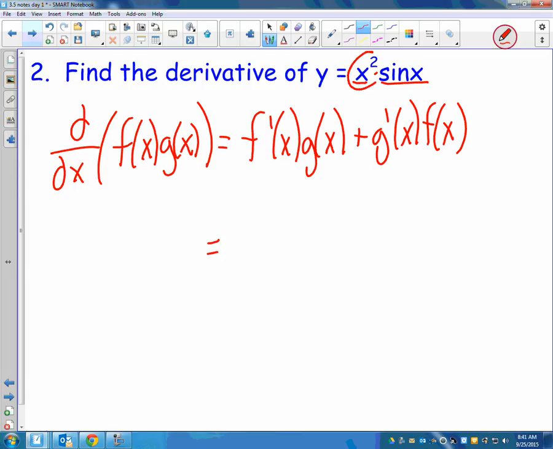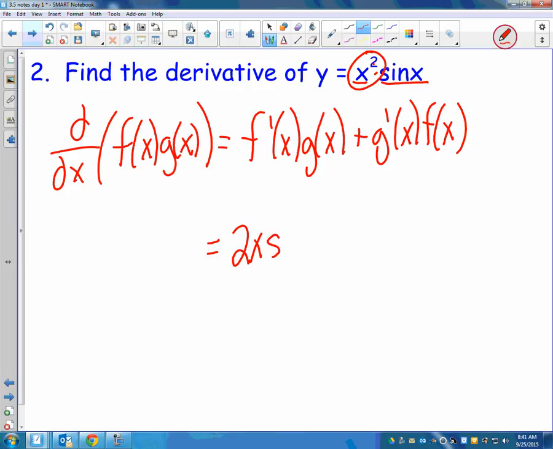The derivative of a power function, the shortcut rule, is that we can just take the exponent and bring it down. That's the easy part. That's the fun part. And then you subtract 1 from the exponent. So the 2 comes down, and then 2 minus 1 is 1, giving 2x. So the derivative of x squared is 2x.